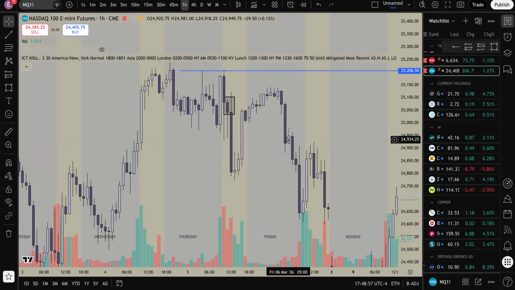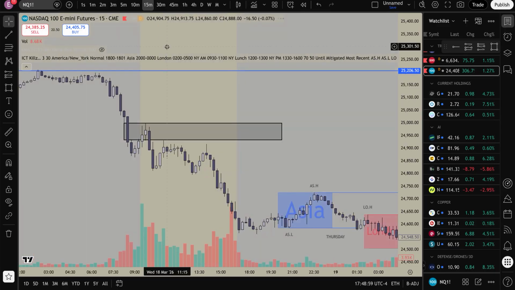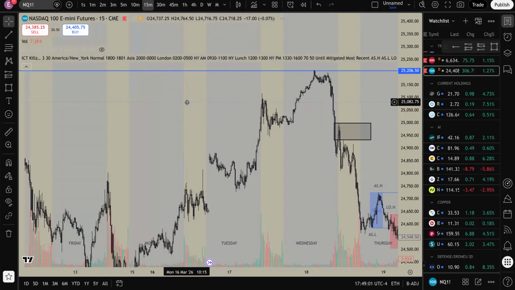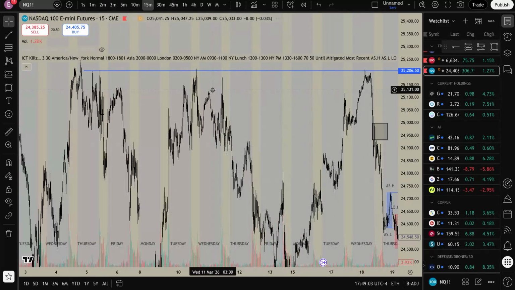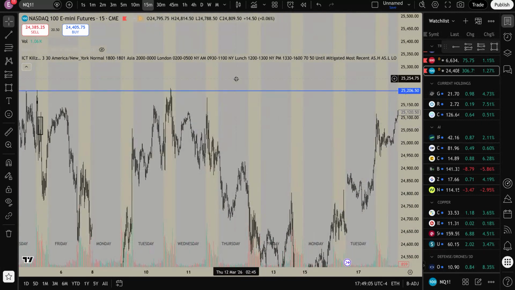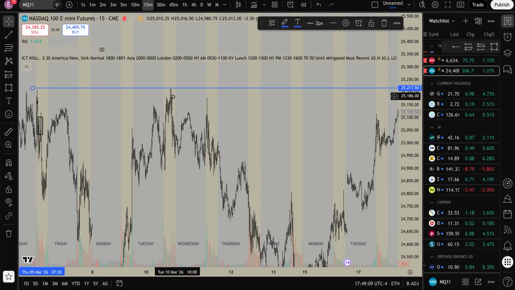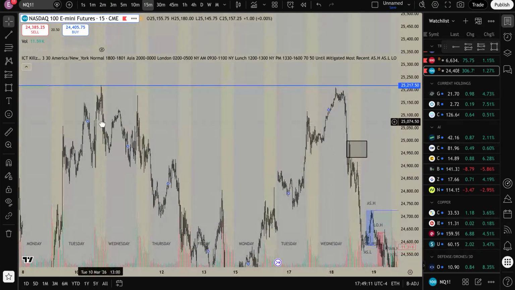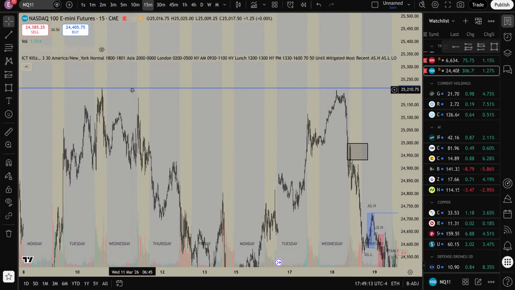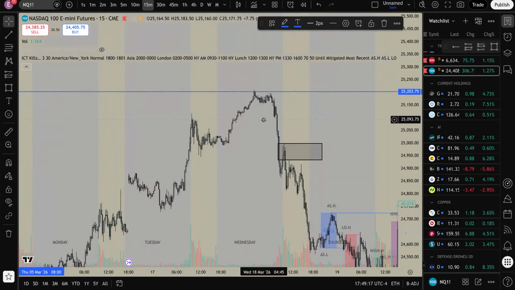Let's see if it marks it out. It's not going to mark it out. Okay. But as you can see here, we had this prominent high that was standing out, it was this one, I guess. And as you can see, we came right back up here, touched it, and then we had a massive push down.